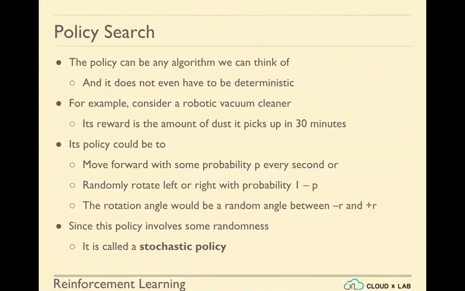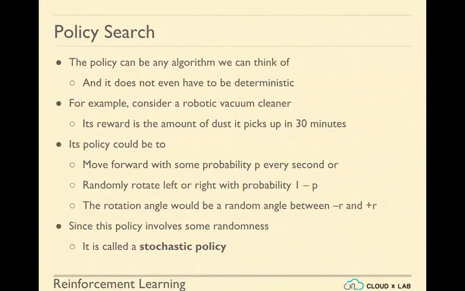Its policy could be to move forward with some probability p every second, and every second or so randomly rotate to the left or to the right with a probability of 1 minus p. And the rotation angle could be random. So this is a very simple policy where it'll just either move ahead or rotate and move ahead and so on. So it'll keep on shifting between the two. But this could be very ineffective.